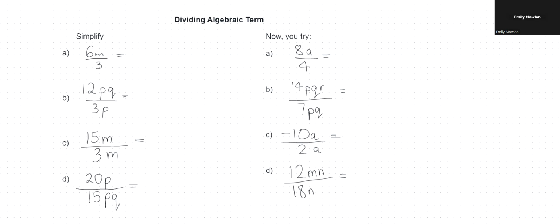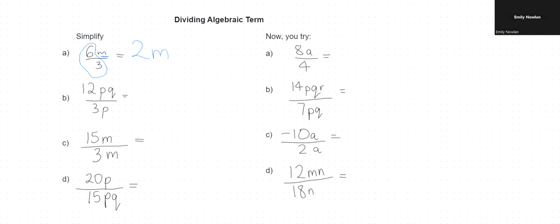We've got 6 divided by 3. Well, 6 divided by 3 is 2. And the m, which is just sitting here, it's just part of it. There's nothing to divide the m with, it's just m. And so we have that as the answer.